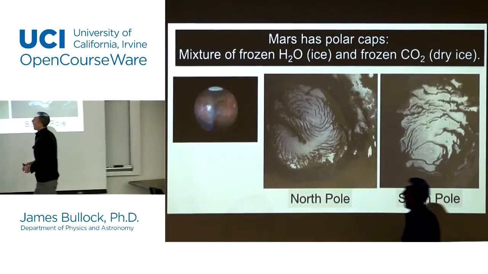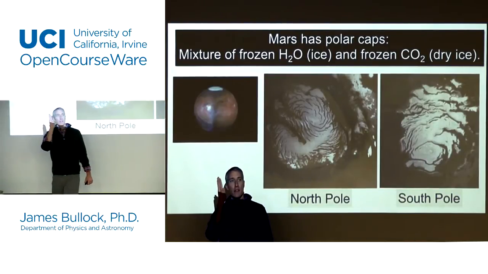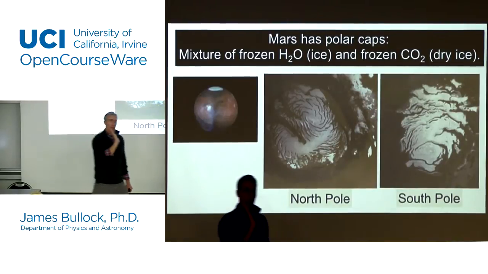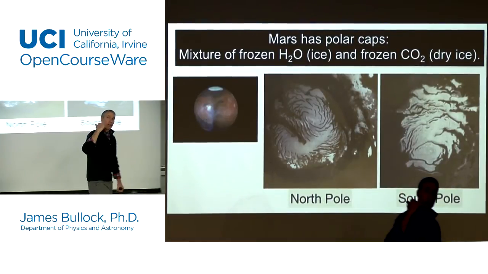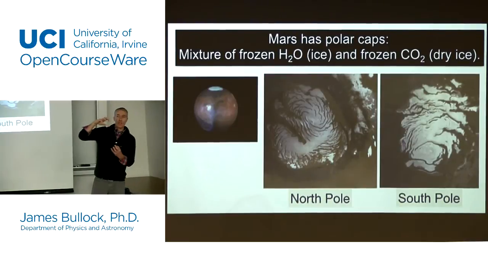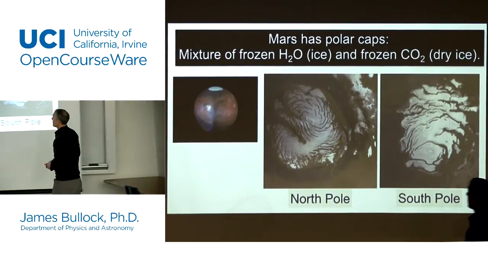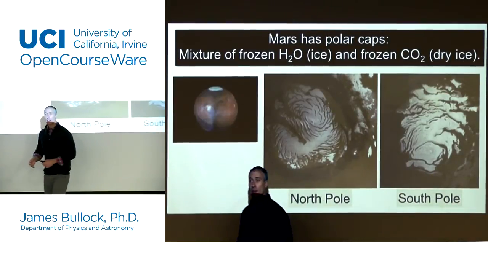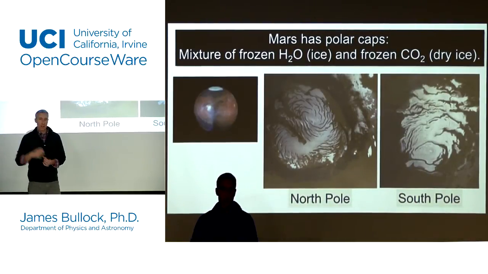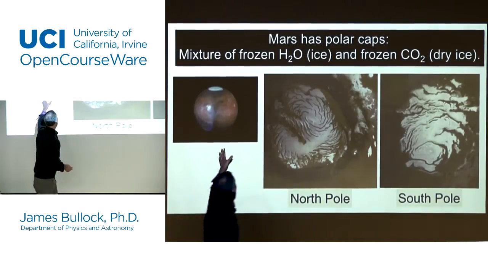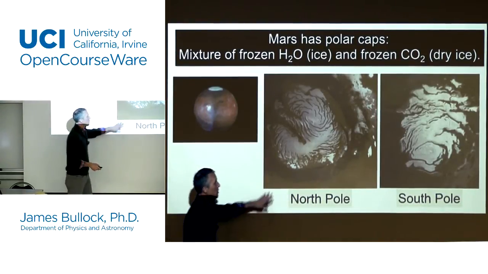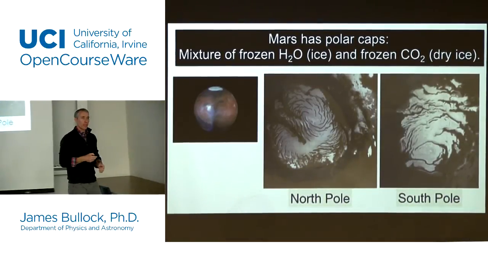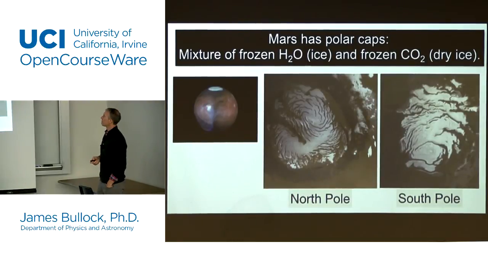Mars has polar ice caps. Okay, so because it's got this inclined axis of rotation, just like on the Earth, where the poles are very cold, the poles of Mars are very cold, and they actually have ice caps that we think contain frozen water ice and frozen carbon dioxide ice, that's dry ice. So it's sort of a mixture of water ice and dry ice on these Martian poles. So you can see these in images. Here's a picture of the North Pole and a picture of the South Pole of Mars, and they have ice caps just like the Earth.